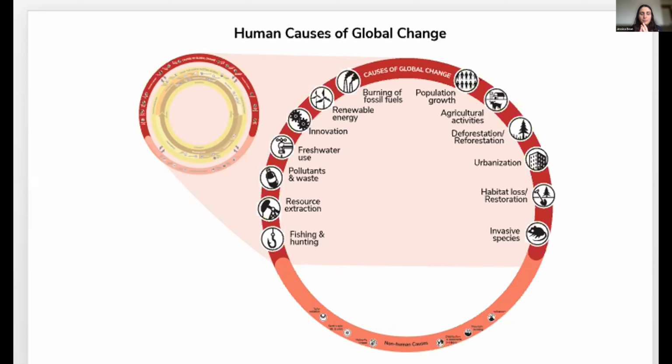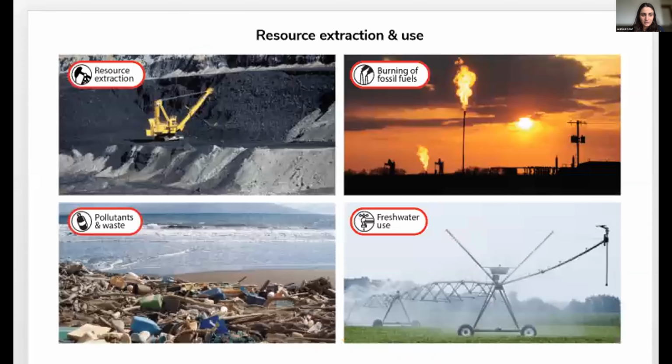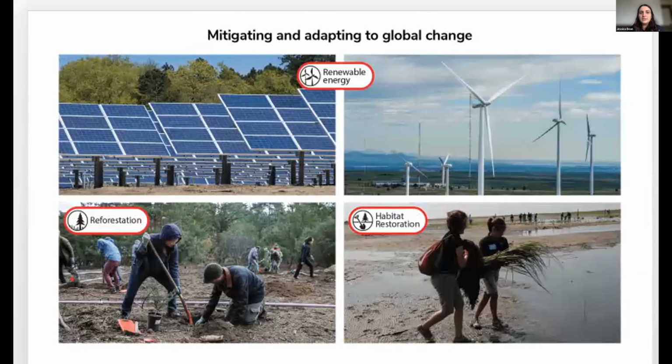So again, this gives you a place to put all of these ideas about the causes of change and what we understand about the causes that shape the way the world looks the way it does today and over time. Again, there are resources on our website for thinking about these different causes and the interrelations of things like freshwater use or burning of fossil fuels. But also ways that we can mitigate and adapt to global change. How do we use renewable energy or engage in reforestation and habitat restoration?